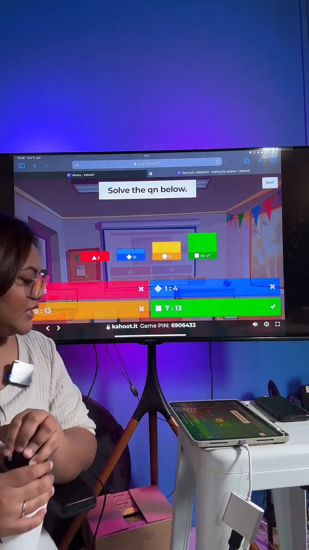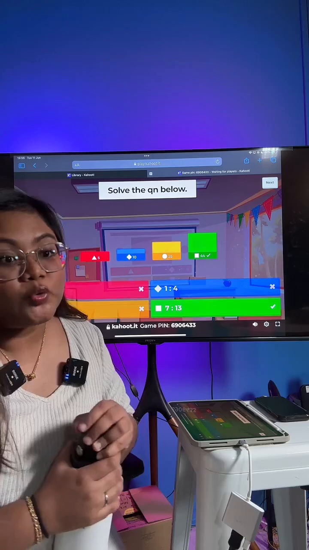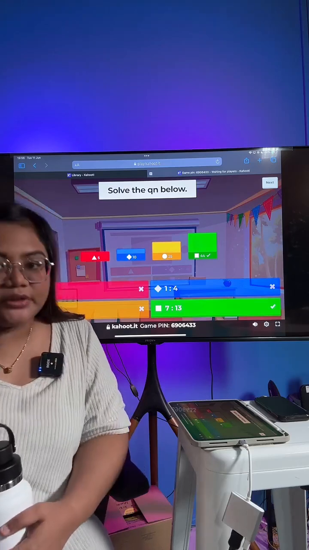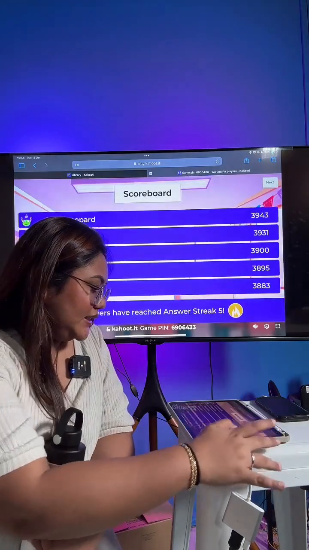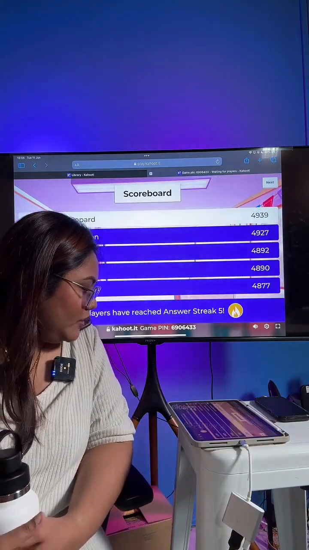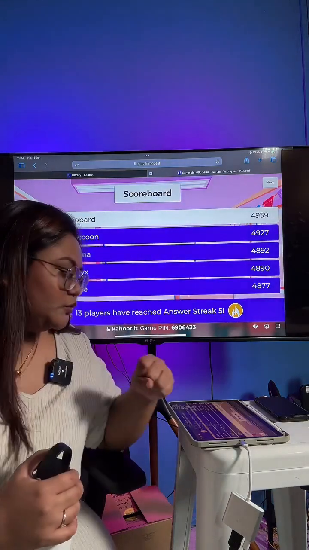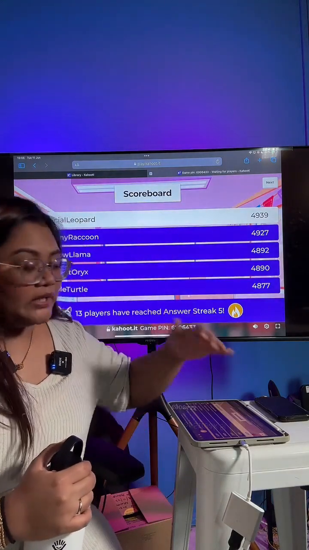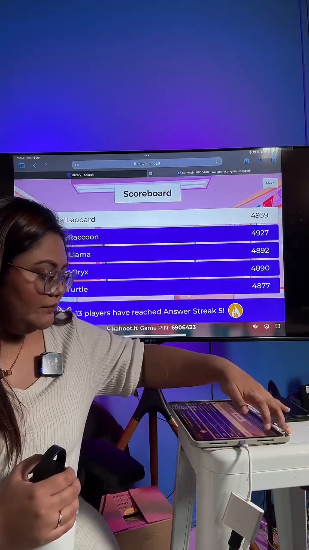Alright, the correct answer is the green one, 7:13. Let me show you the correct solution, okay? Why it's 7:13. Now let's take a look at our leaderboard first. Anybody overtaking Social Leopard? Not quite at the moment. Let's try to gain points, okay? Accuracy is important, but so is your time, okay?